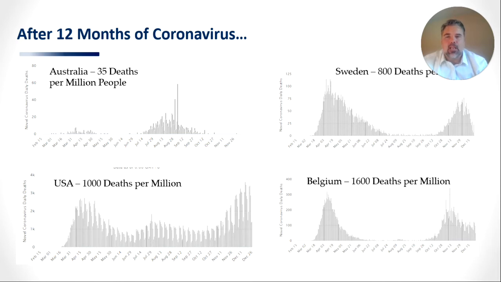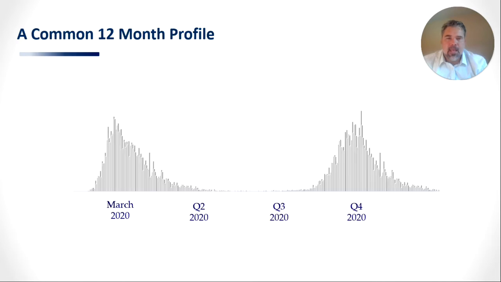Now, I think the key learning here is that every country experienced different COVID fatality rates and a different COVID experience, if you will. But if we assume that there is a general common profile amongst these countries, this is what I'd like to explore a little bit. So what that 12-month profile generally looks like is that there was a pre-COVID period, and then all of a sudden there was a first wave in roughly March.